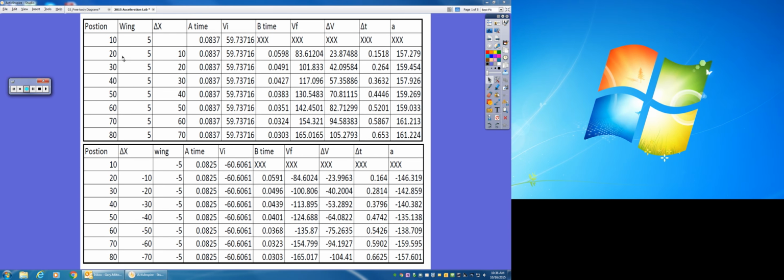I've put both my positive data and my negative data here on the same chart. As you can see, this is my positive from the positive wing, and this is my negative from the negative wing. Here's my negative position there, and positive position there, and all of the other data points. Okay, so what I'm going to do now is show you the graphs and make sure that you have those set up correctly.